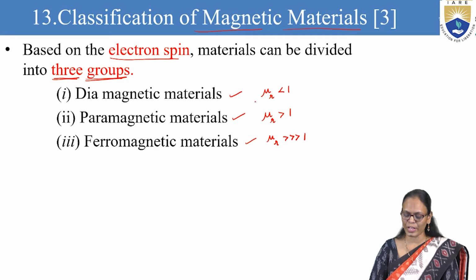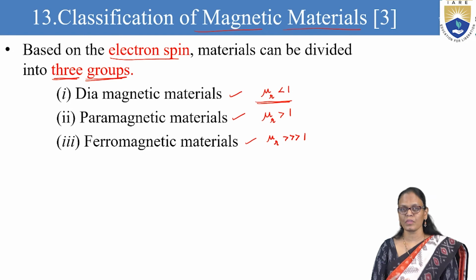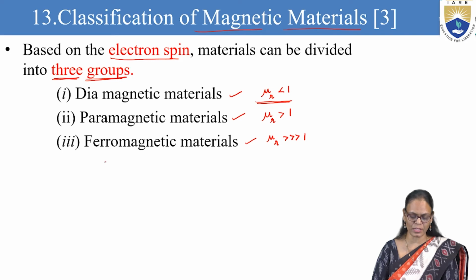Now what do we understand by mu r? Mu r represents the relative permeability. Permeability denotes the ability to allow the lines of force to pass through. So if it is less than 1, it is diamagnetic. If it is greater than 1, it is para. If it is very high, then it is ferro.